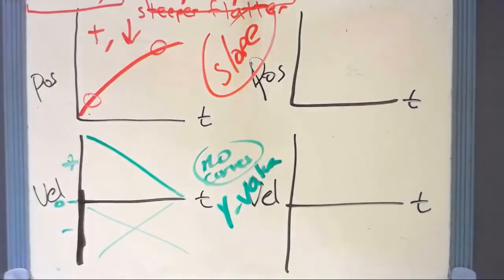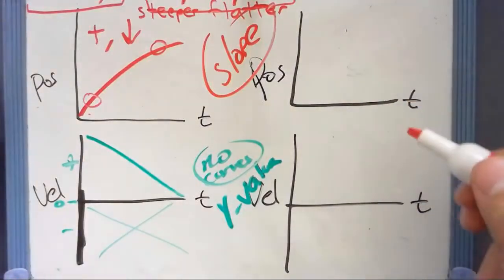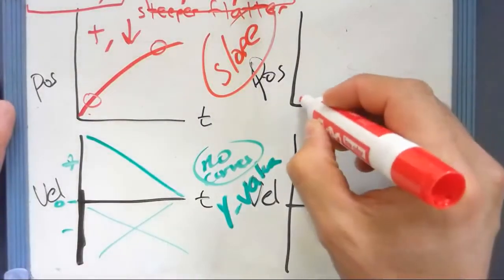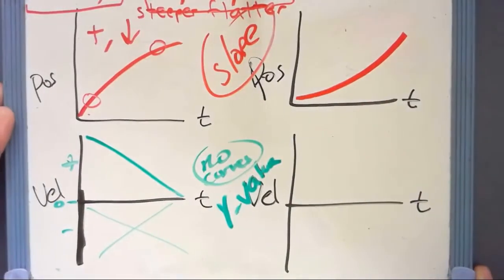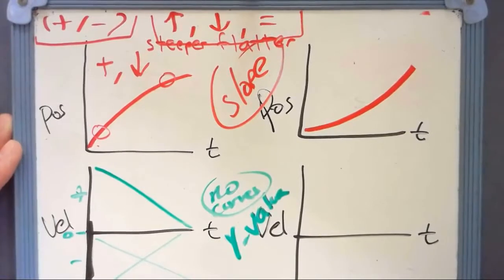All right, I want you to do the same thing. You might need to pause the video for this graph. There's another graph, a position versus time graph. Figure out whether that speed is positive or negative. Figure out whether the speed is increasing, decreasing, or staying the same. Pause the video, figure it out.